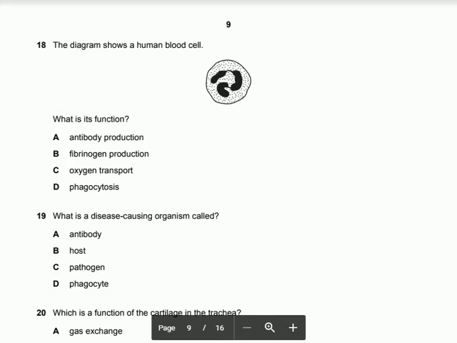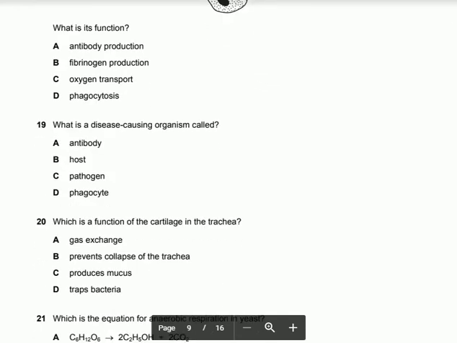Question 18 shows a human blood cell. As I told you, this looks like a phagocyte, so it does phagocytosis, nothing else. Oxygen transport is hemoglobin, fibrinogen is for clotting, platelets, and antibody production is by lymphocytes. What is a disease-causing organism? I told you, pathogen is the definition for a disease-causing organism. Antibodies and phagocytes help protect our body, so they definitely don't cause diseases. And a host is what a virus enters into.